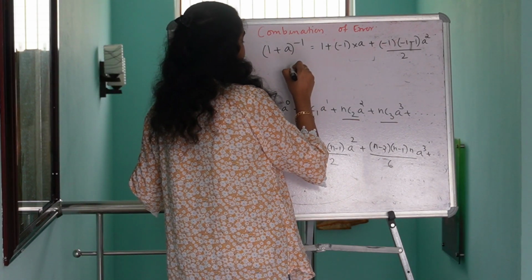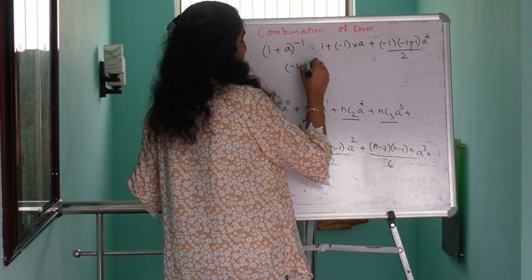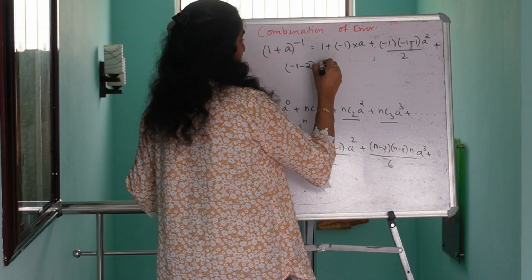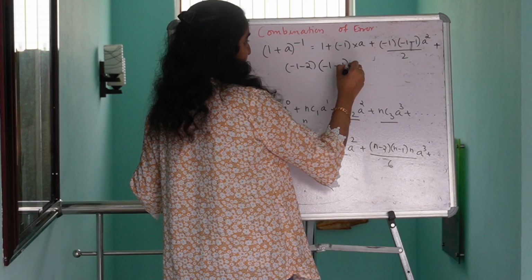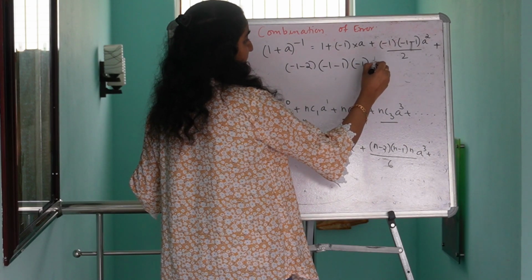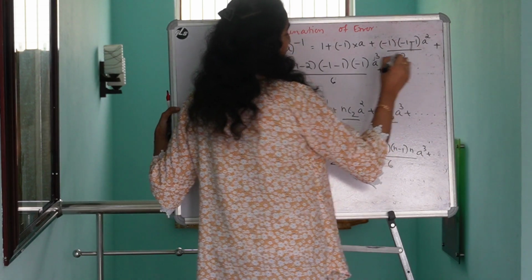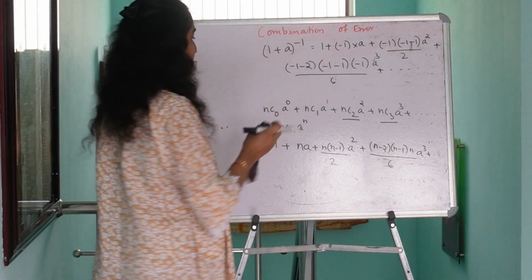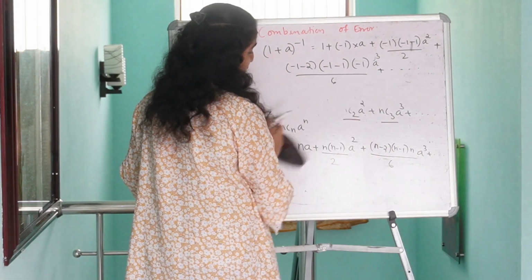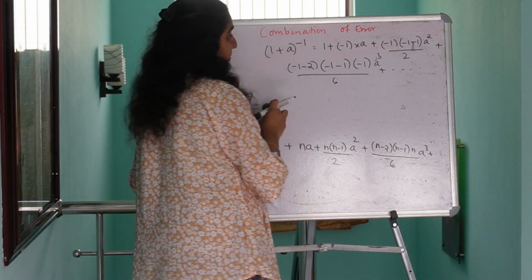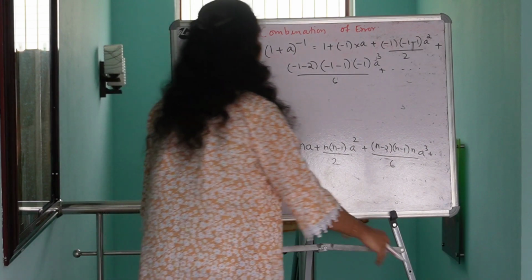Again you have minus 1 minus 2, here the sign is plus, minus 1 minus 1 minus 1, a cube divided by 6, and it goes on like this. Is it clear guys up to this? Yes. Now I am going to solve this. So we will get what is (1 plus a) the whole power minus 1.